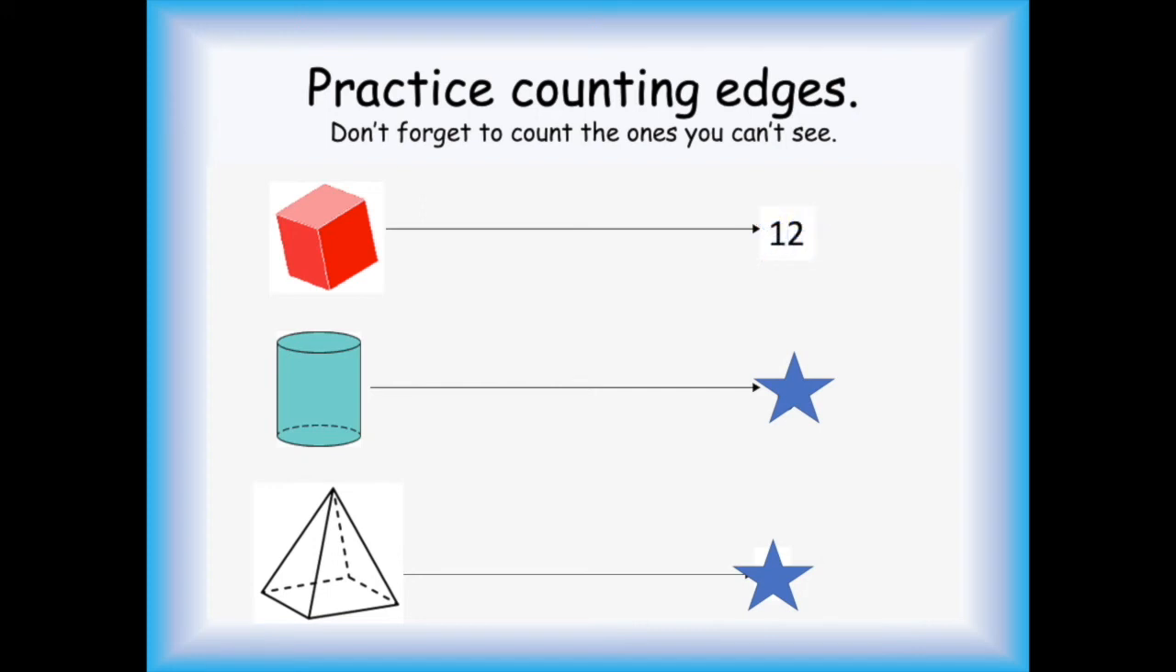12. Holy moly, it has a lot of edges. Look across the top square. The top square has 4 edges. Then you got to know the bottom is also a square with 4 edges. And then you have the vertical edges to connect the 2 squares, which is 4 more. And there's your 12. Ready for the cylinder?